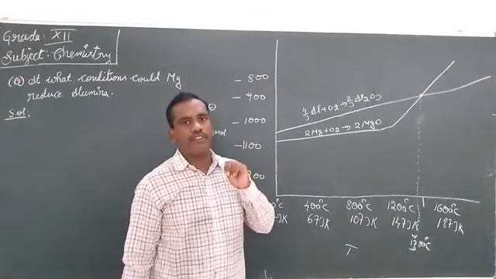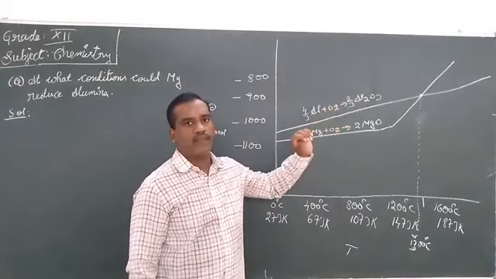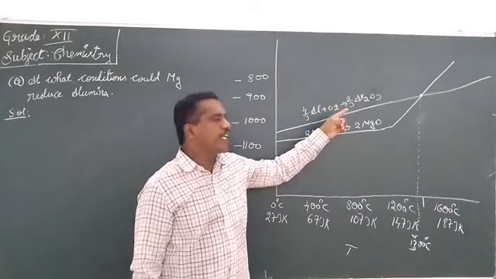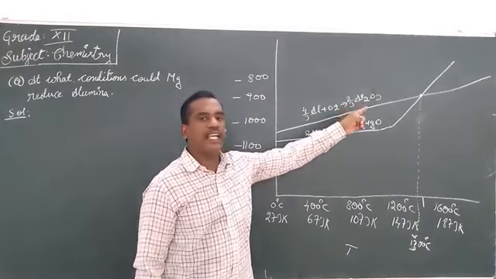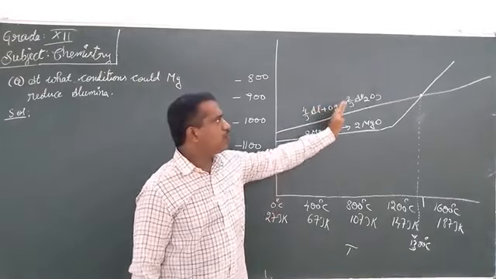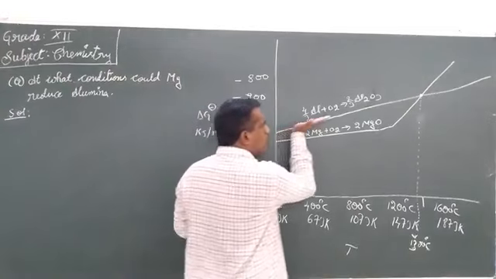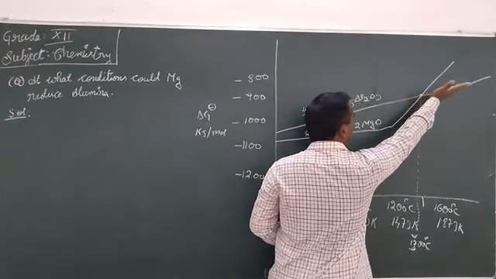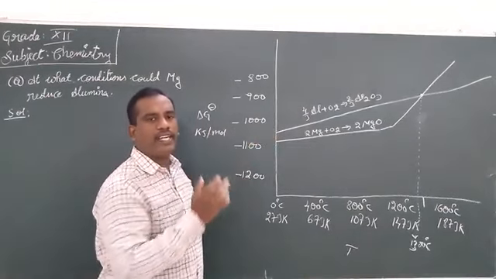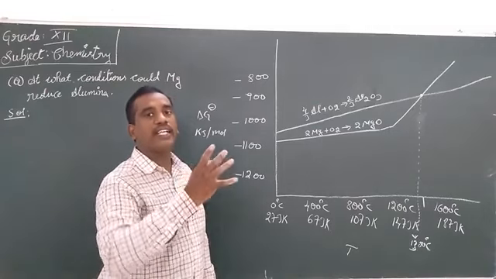Here, I got two equations. One is the formation of aluminium oxide, 4/3 Al plus O2 gives 2/3 Al2O3, which is one of the lines representing it. It has a positive slope. What does the positive slope indicate? It indicates that the entropy is increasing.